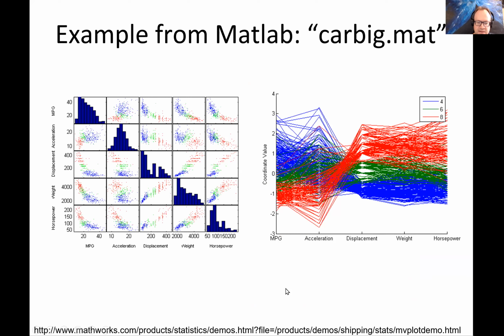Another example, these are again automobiles, the same data set shown two different ways. With the scatterplot matrix, in this case, instead of showing the scatterplots along the diagonal, they decided to show histograms. So that's a better use of the diagonal. And parallel coordinates on the right, the tuples are colored according to the number of cylinders in the engine.